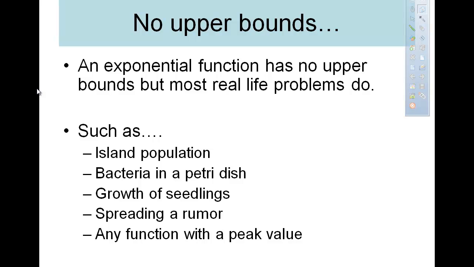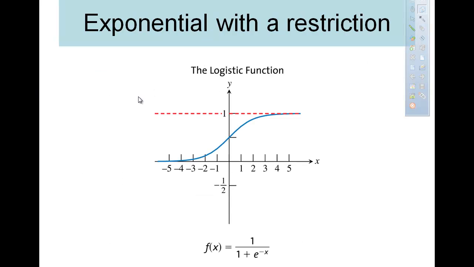Basically, anything that has a peak value, something that it can't grow past, starts exponentially, but it does eventually cap off. So we need some way to model that sort of situation. That's what we call a logistic function. It's like an exponential function with a restriction on it.